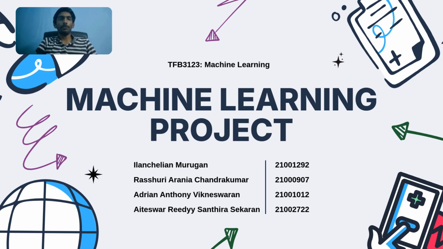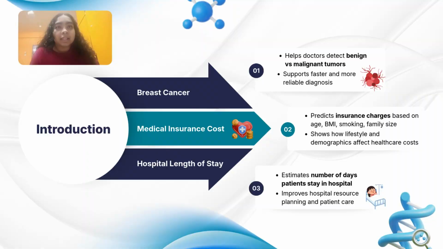For this assignment, we worked with three different healthcare datasets to explore classification, regression and neural network models. The three datasets are the breast cancer dataset, the medical insurance cost dataset, and the hospital length of stay dataset. Our main goal was to understand how machine learning can improve healthcare prediction, support faster decision making, and help organizations plan resources more effectively. In the healthcare field, accurate prediction is extremely important.